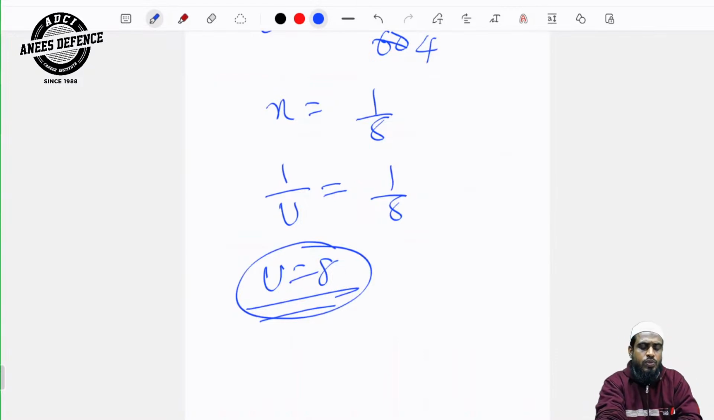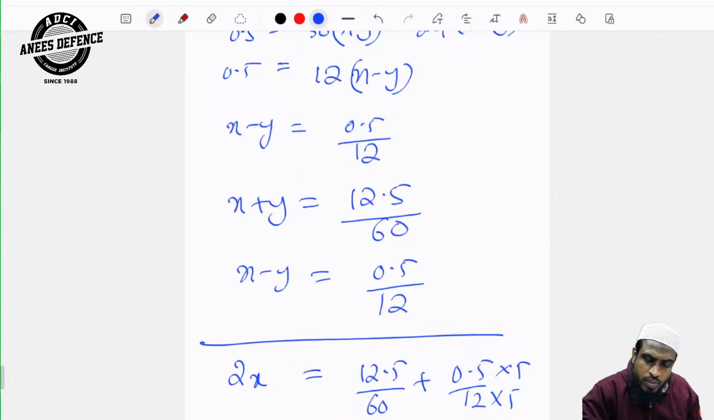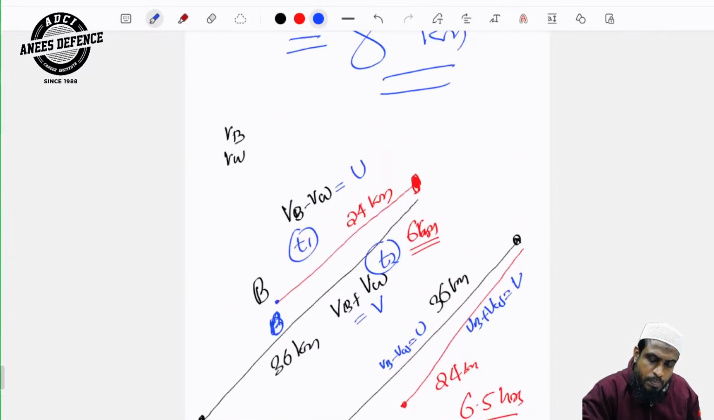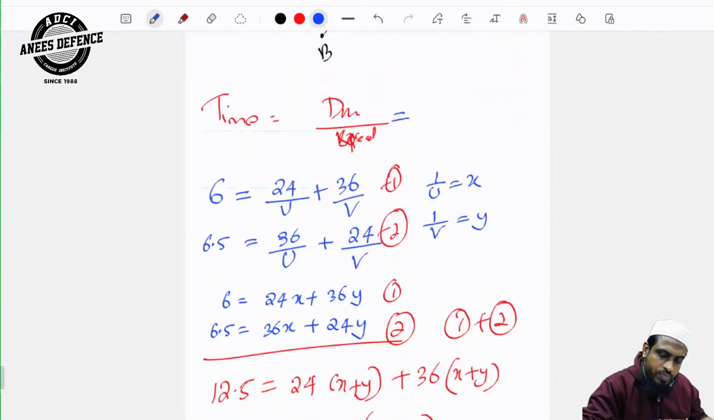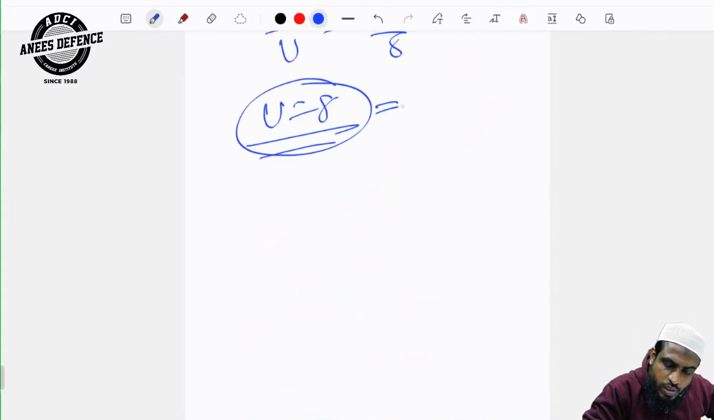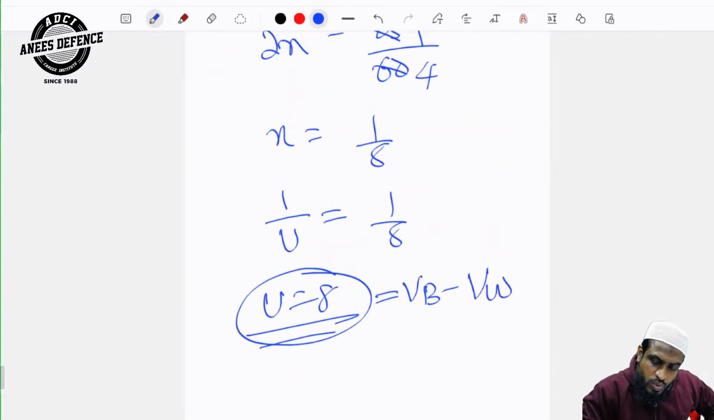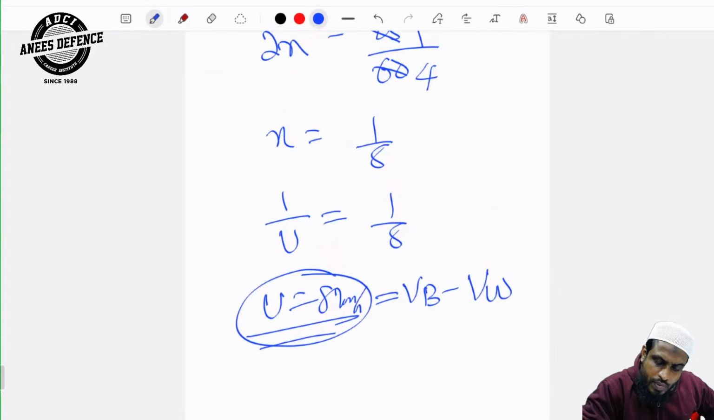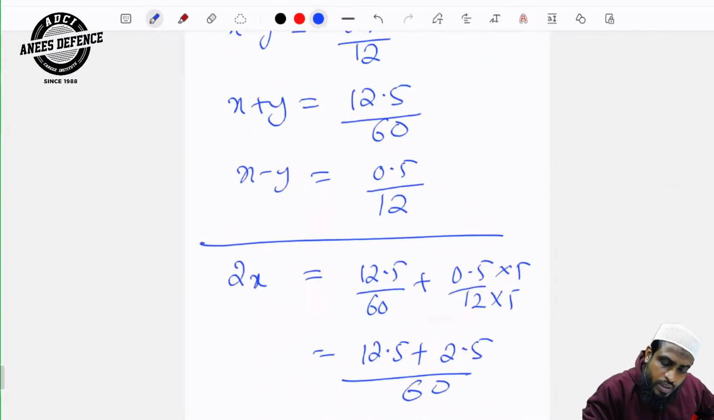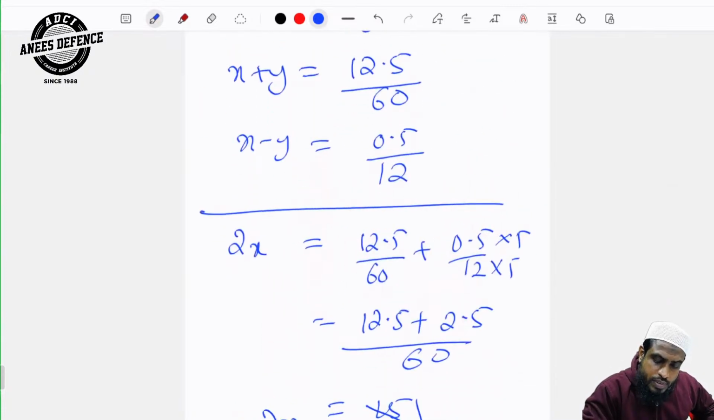So this is the effective velocity. What is u? u is Vb minus Vw, the effective velocity in the upward direction. So 8 kilometers per hour will be the effective velocity of the stream in the upward direction.